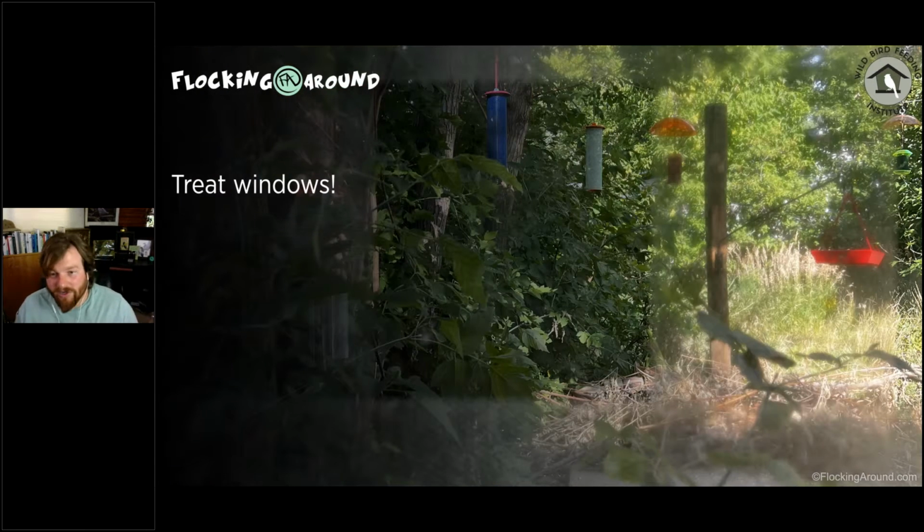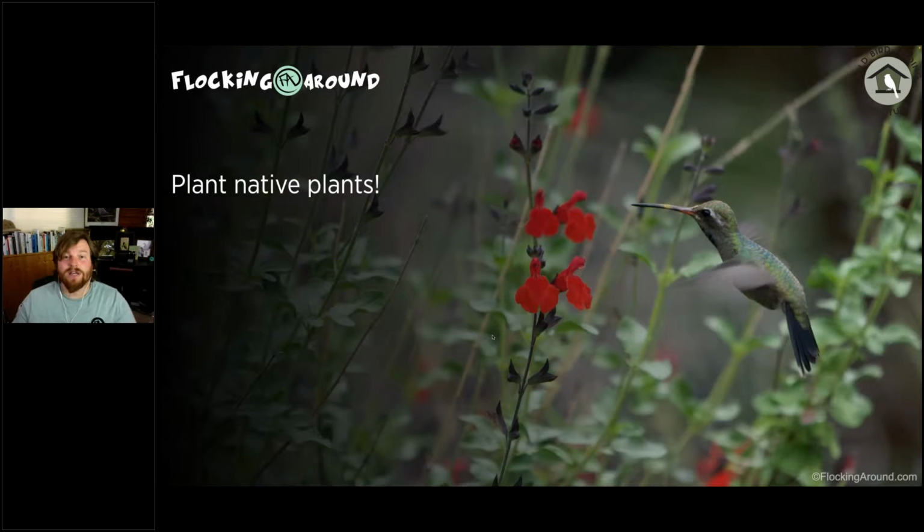If you have windows near your bird feeders, put some sort of treatment over your windows. You can see these clear decals. They help the birds to know that it is not more habitat in what they see in that reflection. Instead, it lets them know there is something solid there and they cannot pass through it, and you can prevent window strikes. And then planting native plants only helps to support your bird feeding.